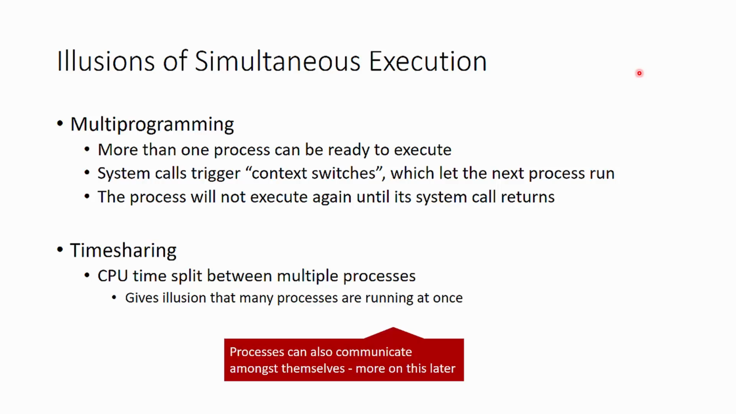Whereas time sharing says that the CPU splits the time no matter what those processes are doing, and just splits it up. You get 10 milliseconds, you get 10 milliseconds, you get 10 microseconds, whatever it is, and it fakes the user into thinking that lots of things are running. And the processes can also talk with their companion processes, and we'll talk more about that later.